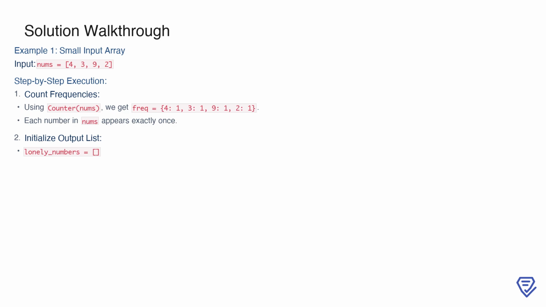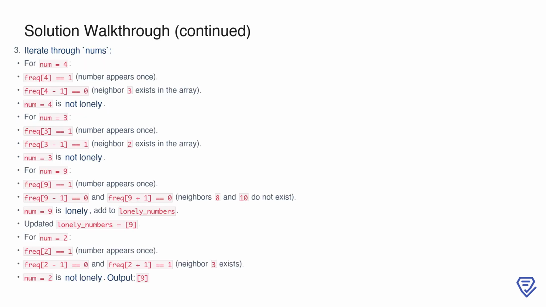Now, we iterate through the input array nums and evaluate each number. Starting with 4, we see that it appears only once in the array, but its neighbor 3 exists. Therefore, 4 is not lonely.